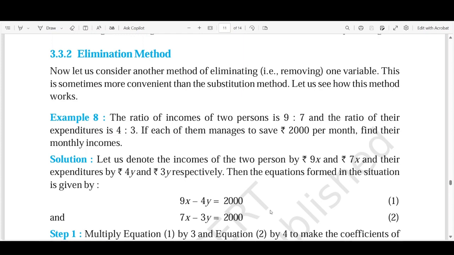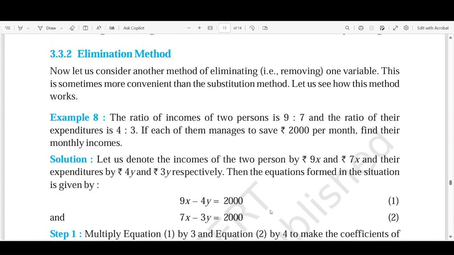Example 8: the ratio of incomes of two persons is 9:7 and the ratio of their expenditures is 4:3. If each of them manages to save 2000 rupees per month, find their monthly incomes. So they have given the ratio between the incomes and expenditures of two persons, and they have mentioned each of them saves 2000 rupees per month, and they are asking us to find their monthly incomes.